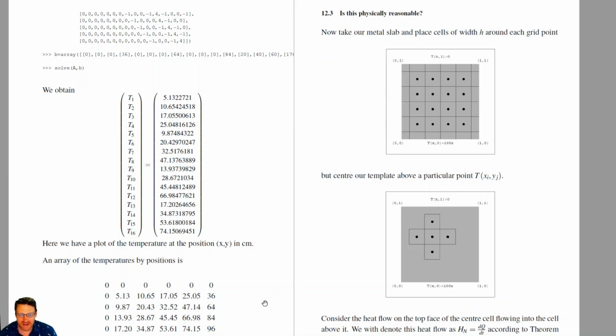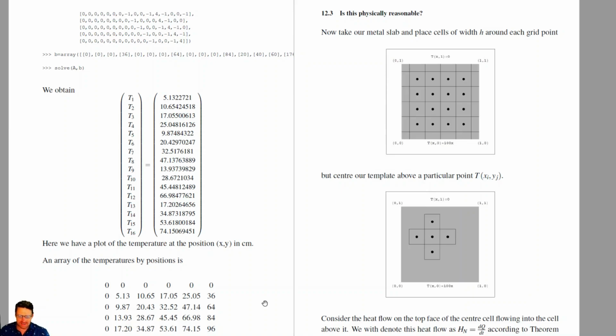Anyway, all right, so is this physically reasonable? All right, so now we're going back to have a look at a little bit of physics and say, is this technique that uses Laplace's equation physically reasonable? Does it make sense with physics? So now take our metal slab and place cells of width h around each of the grid points, but center our template above a particular point, say xi, yi.